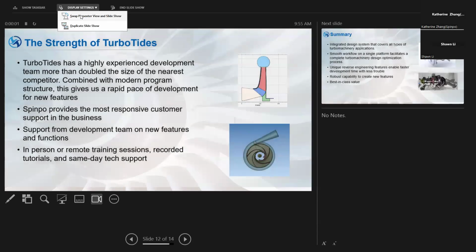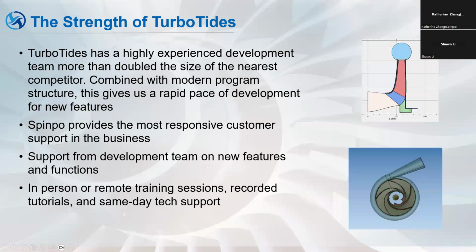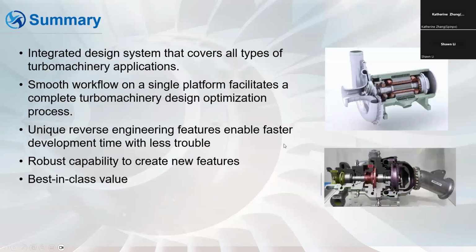So to close this presentation out, to go over some of the strengths of TurboTides and SpinPo, the TurboTides development team is very large and robust, which gives us a much faster pace of development than our competitors. SpinPo has the most responsive customer support in the business. That's my job. We can provide support from the development team on new features and functions, and we provide a lot more training and help than the average competitor.